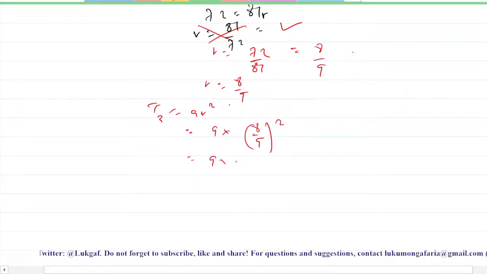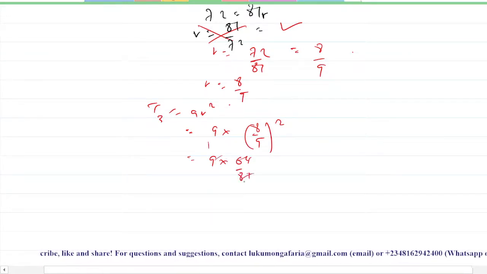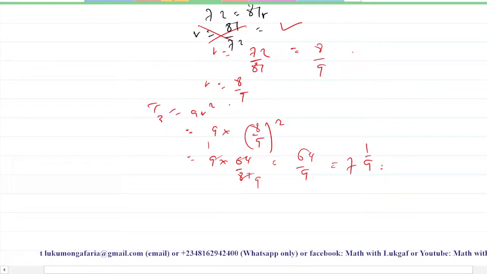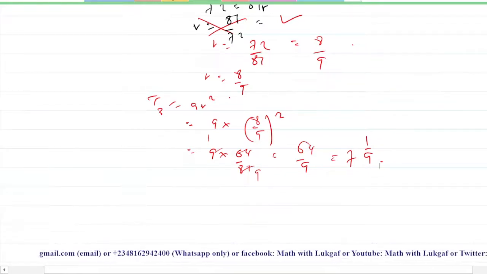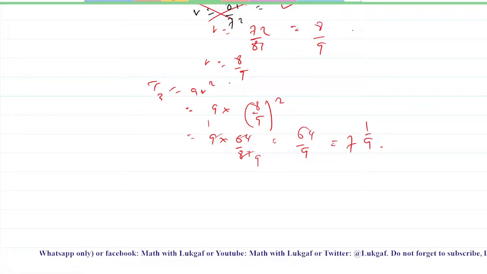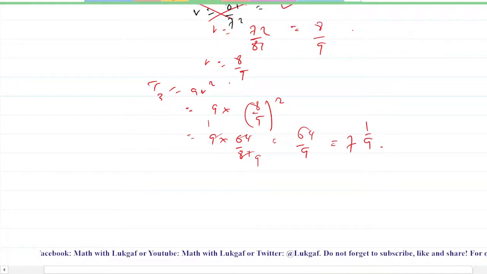That is 9 times 64 divided by 81. 9 goes into 9 once, and 9 goes into 81 once. That's 64 divided by 9, which will give me 7 and 1 over 9. That's that. Let me give you another example. I think this is also a jump question.